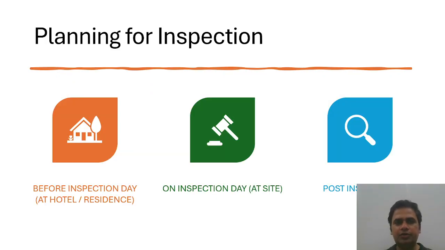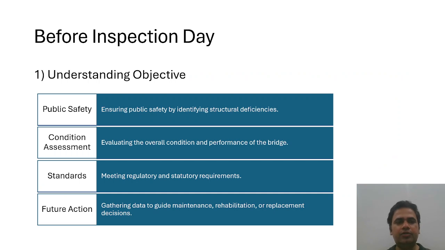Let's start our tutorial. Planning for inspection is basically divided into three phases. First is before inspection day: the planning and activities you will be doing before moving to the on-site inspection, or the day before the actual inspection is carried out. Then you have to plan for the inspection day, the activities you are going to do at site on the day on which you will actually conduct the inspection. And the third is the post-inspection activities, which you will be required to do so that the inspection process is carried out in an efficient manner. So let's start with the before inspection day.